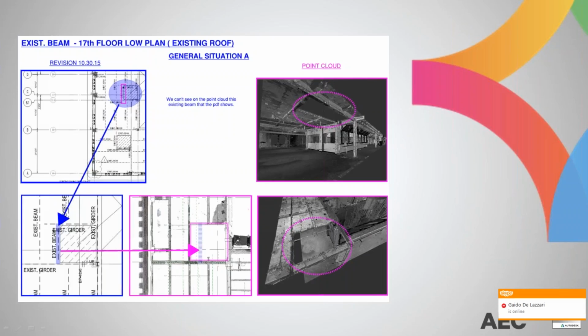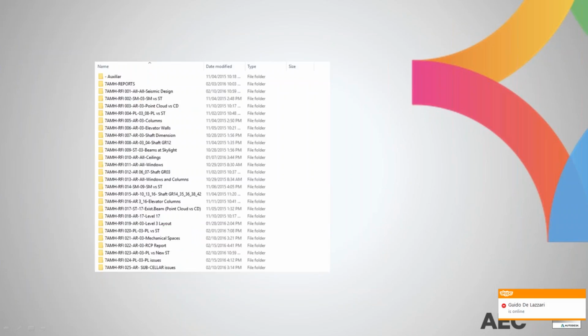They come up during this first analysis. All these RFIs that you can see here is a capture of our actual server, how we register RFIs. All of those came up only by just taking a look and comparing point cloud versus design intention.